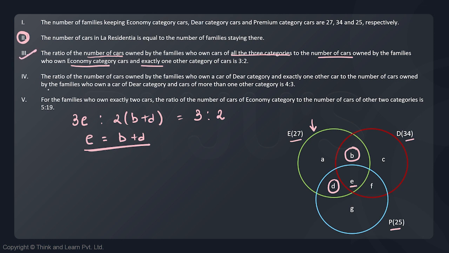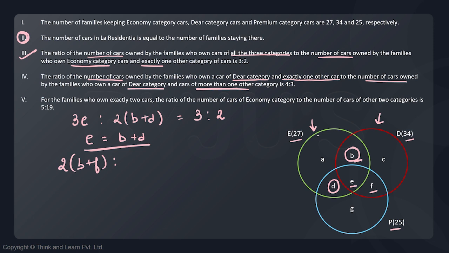Let's come to the fourth one. The ratio of the number of cars, once again the number of cars owned by the families who own a car of dear category and exactly one other car. So once again the same thing. Dear, that is the red circle, exactly one more, that is B and F. So the number of families is B and F, whereas the number of cars with them is twice of that. The ratio of this with the number of cars owned by the families who own a car of dear category and cars of more than one other category. So dear category, that means inside the red circle, and have more than one more category. So more than one more category means at least two more categories.